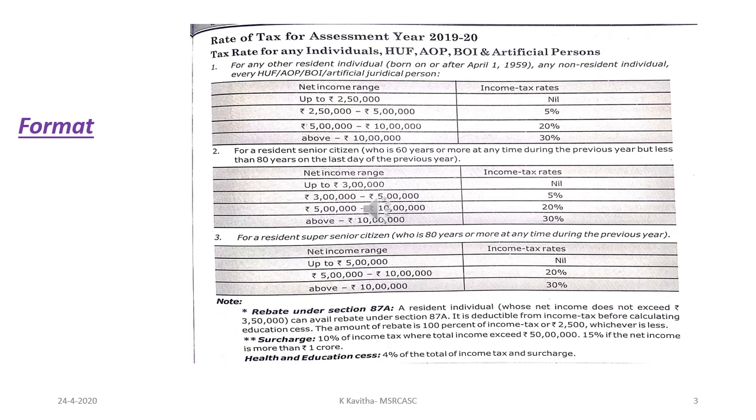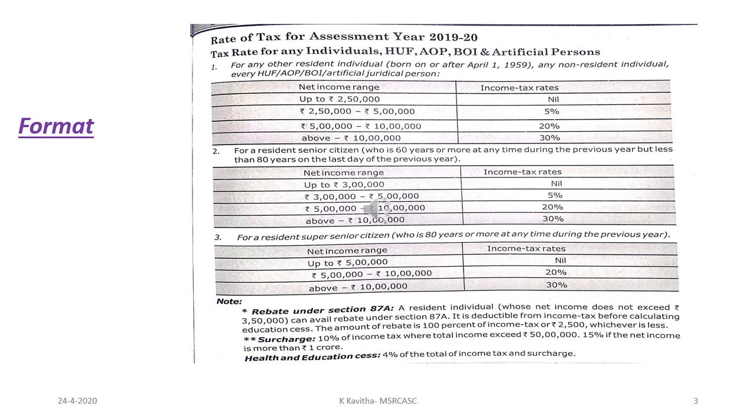I was mentioning the 87A rebate. Any resident individual whose income is up to 3,50,000 per annum can avail this rebate. It is a deduction from the income tax before calculating the education cess and higher education cess, and the amount of rebate is 100% of the income tax that we have to pay, or rupees 2,500, whichever is less.